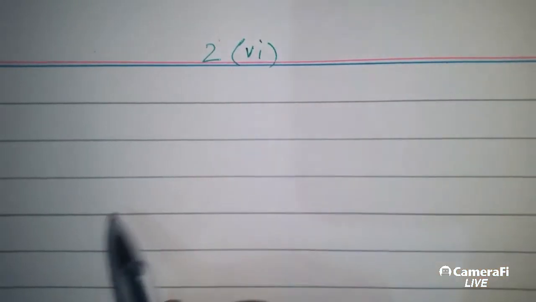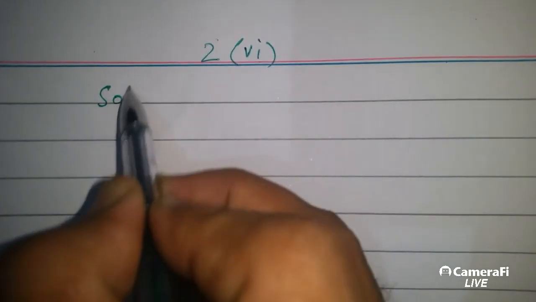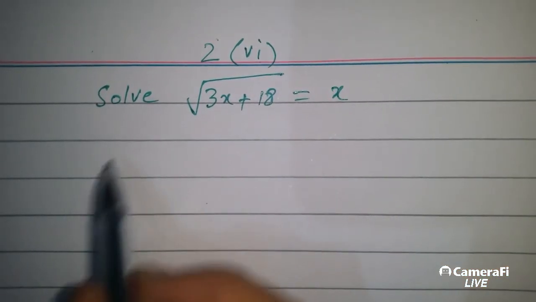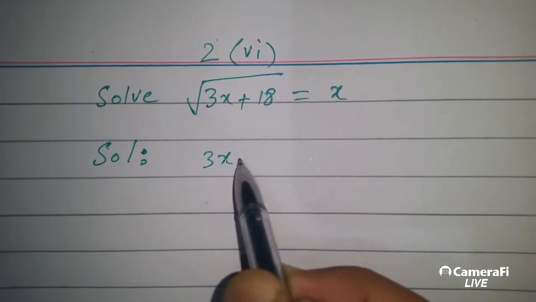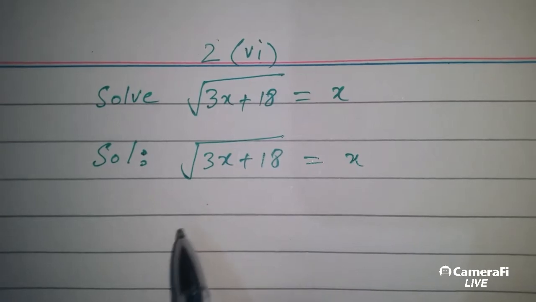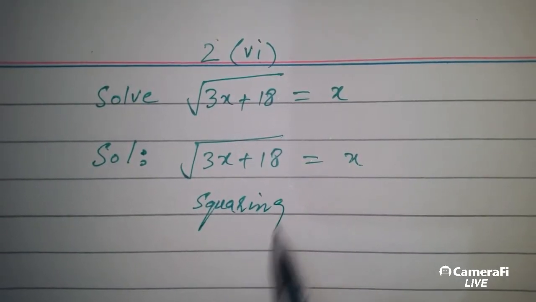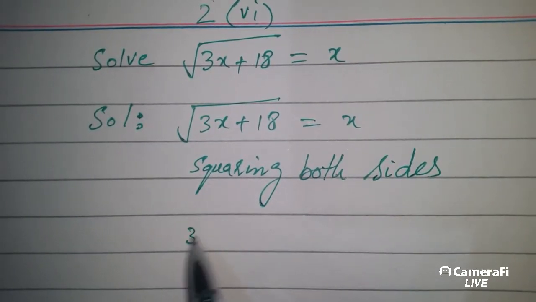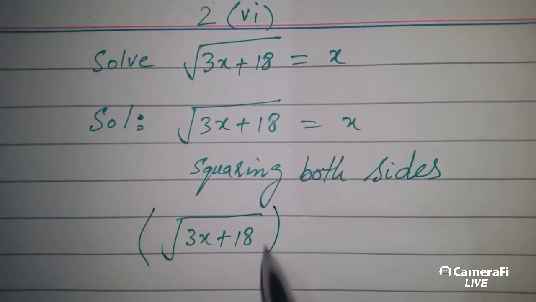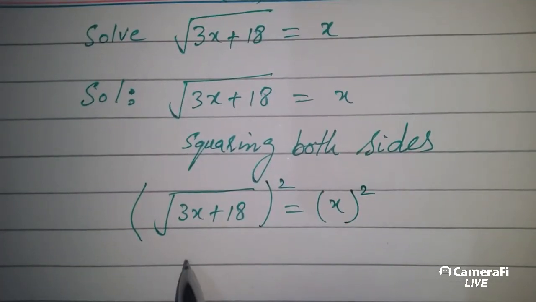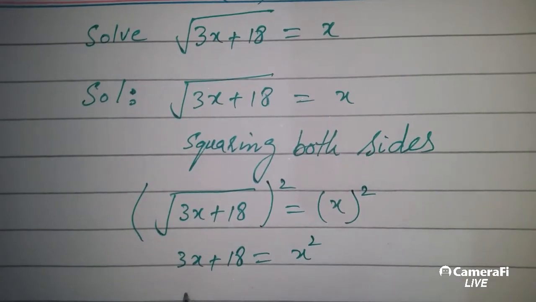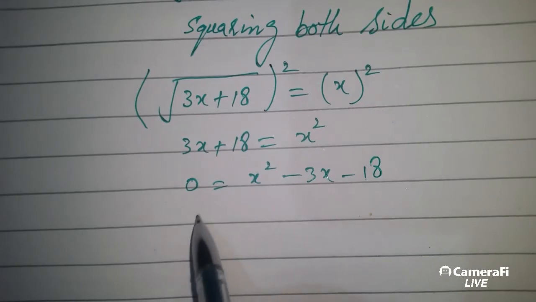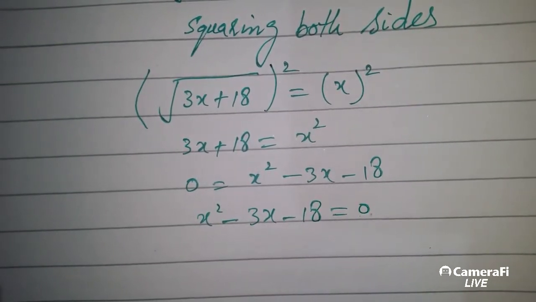Question number 2, sixth part. Here again we have a question to solve. So this is the question. Let's see what we can do with it. Squaring both sides. 3x plus 18 equals x square. x square minus 3x minus 18 equals 0.